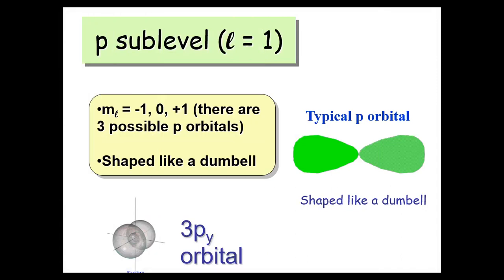When we have L is equal to 1, as we said on the previous slide, M sub L could have 3 possible values, negative 1, 0, and positive 1. So there's actually 3 possible p orbitals. There's going to be 3 of these. They're going to be oriented in different directions in space. Each of these are shaped like a dumbbell. So on the next slide, I'm going to show you these 3 different p orbitals.